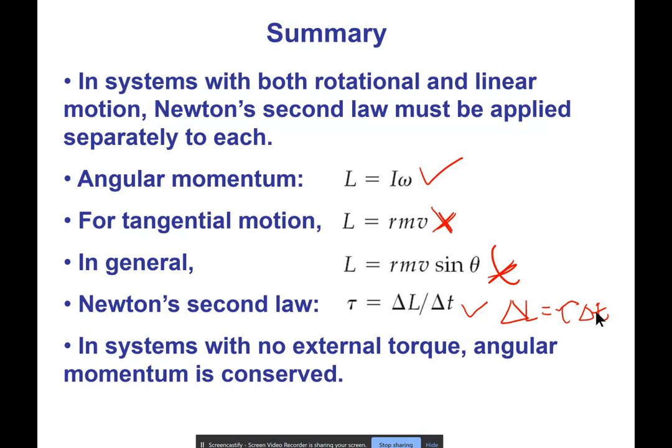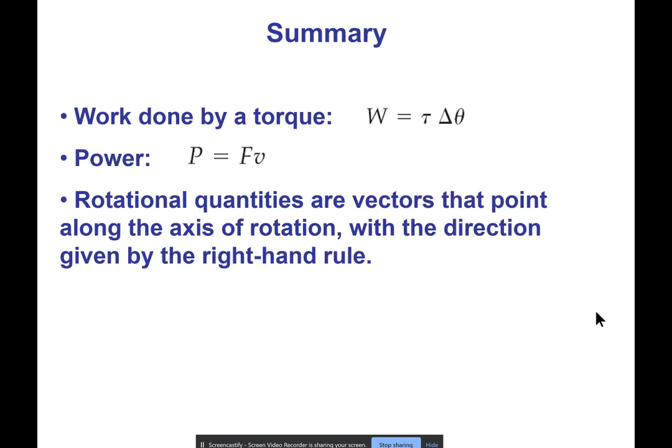In systems with no external torques, angular momentum is conserved. We do have a work equation. That formula is not on the formula chart, and neither is this one. But rotational quantities are vectors that point along the axis of rotation, with the direction given by the right-hand rule. So that's just a quick overview.